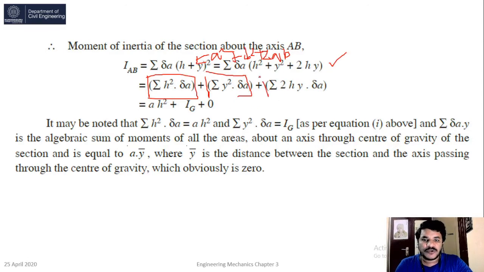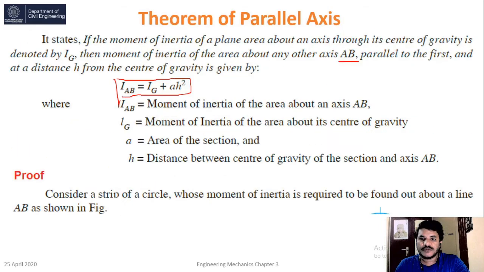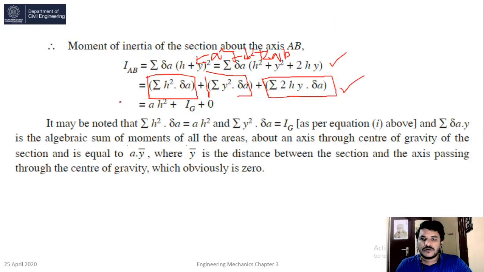The last term you can neglect, because the summation of ay is the algebraic sum of the moments of all the areas about an axis through the center of gravity of the section, and is equal to A y bar, where y bar is the centroidal distance between the section and the axis passing through the center of gravity, which obviously is 0. So you can omit this last term. Your final result is similar to the first one: IAB equals Ig plus Ah square. So this is IAB.